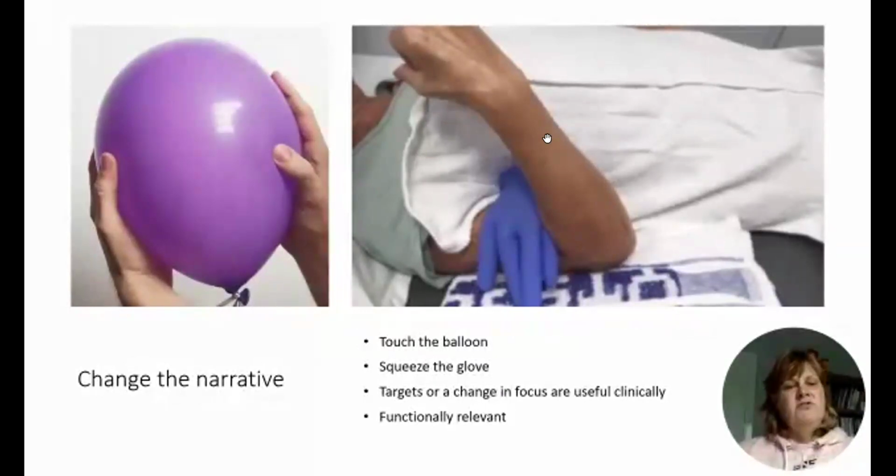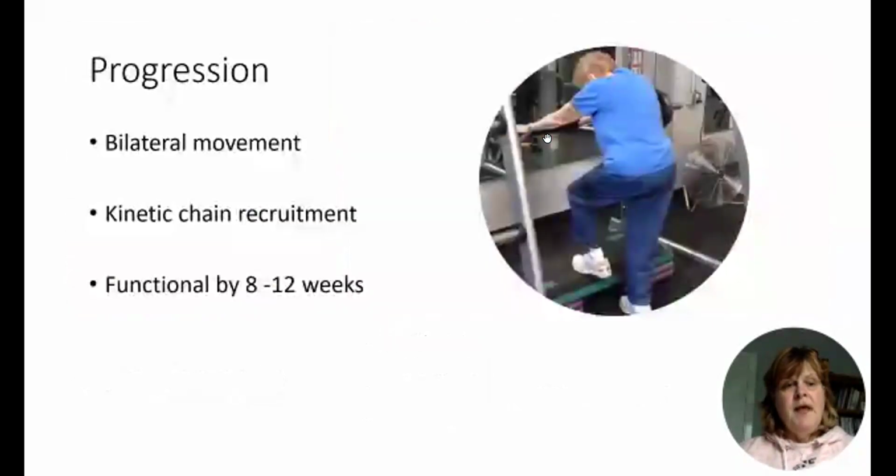I think it's really useful, as we said before, to use things like a balloon as target practice, and we get the patient to focus on moving a balloon rather than focusing on moving the elbow, as it reduces anxiety and changes the narrative almost. So for this lady here who's had a hemiarthroplasty, we get her to squeeze a water-filled glove, rather than just concentrating on flexion exercises alone. So a target or a change in focus can be really useful clinically, and you can make them functionally relevant as well. How do we progress?